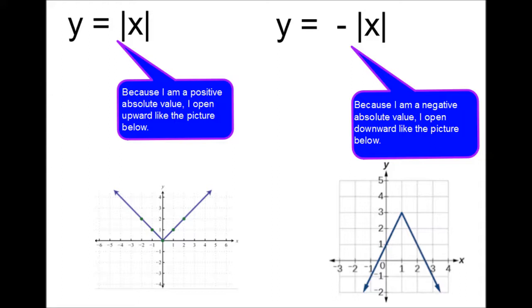Because I am a positive absolute value, I open upward like the picture below. Because I am a negative absolute value, I open downward like the picture below.